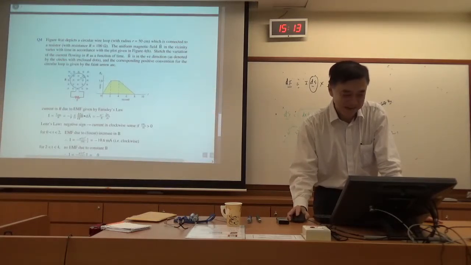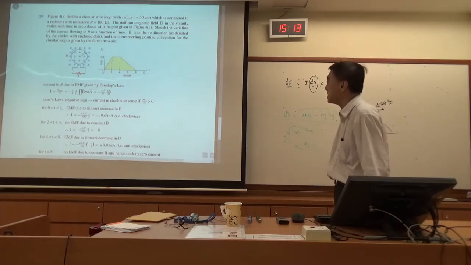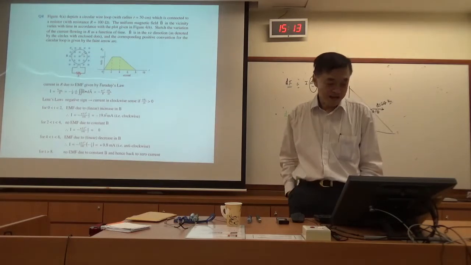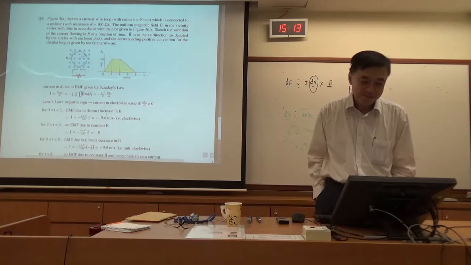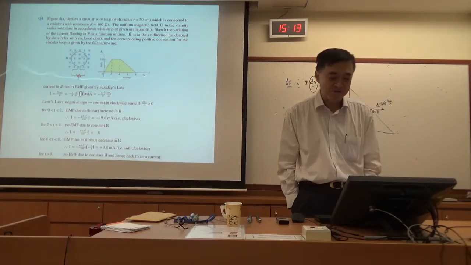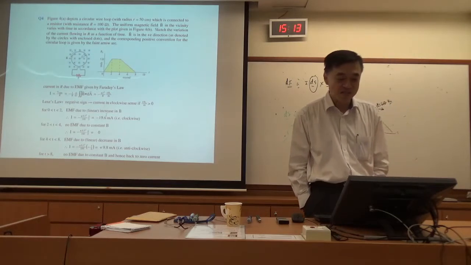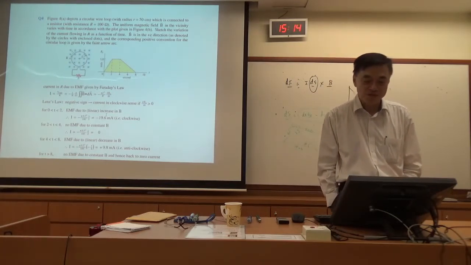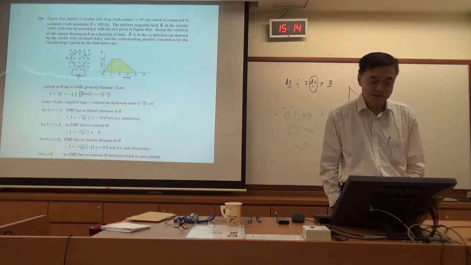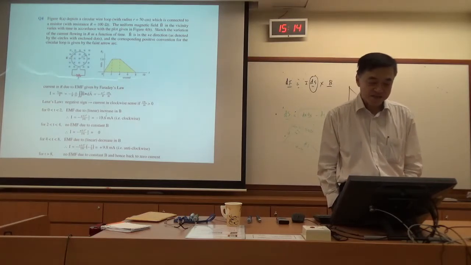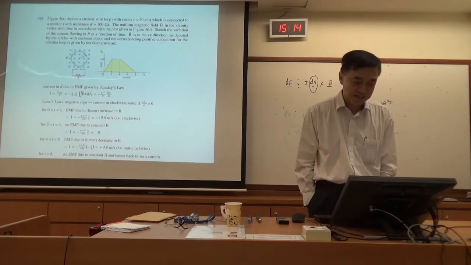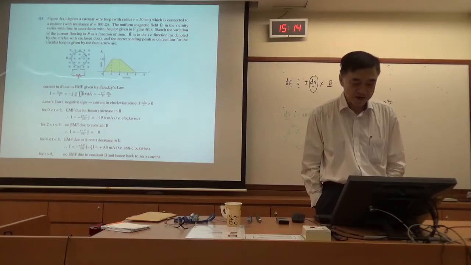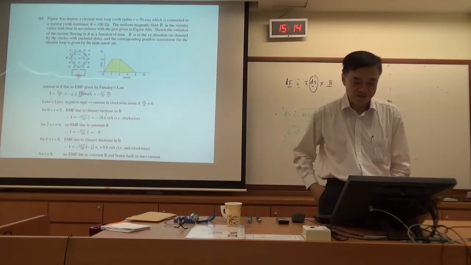Okay, this is the final tutorial solution of the questions already. Figure 4a, 4b don't have. Figure 4a depicts a circular wire loop with radius r equal to 50 cm, which is connected to a resistor with resistance R equal to 100 ohm. Uniform magnetic field B in the vicinity varies with time in accordance with the plot given in figure 4b. Sketch the variations of the current flowing as a function of time. B is in the plus z direction as denoted by the circles, and the corresponding positive convention for the circular loop is given by the arrow.